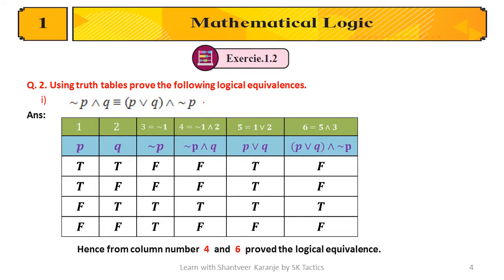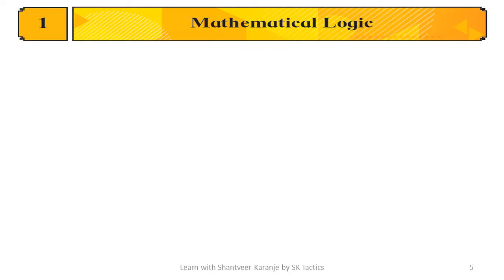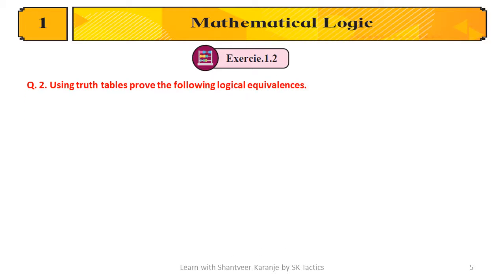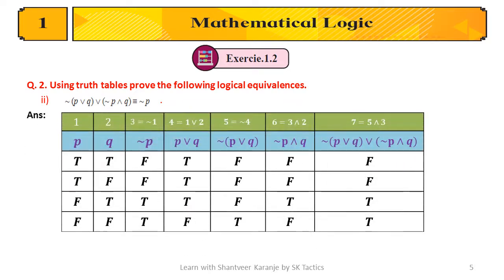One more question we will study here. Question number 2, part 2 is in front of you now. Negation of (P or Q), or negation of P and Q is equivalent to negation of P. Here only two components are there, so we need to find a truth table with 4 possible outcomes, and the answer is this one.